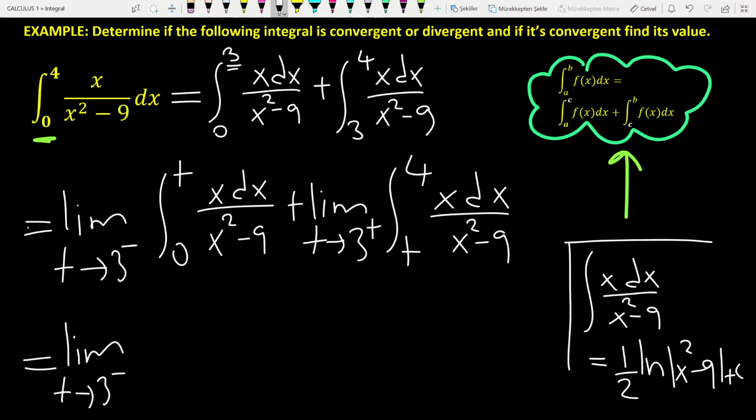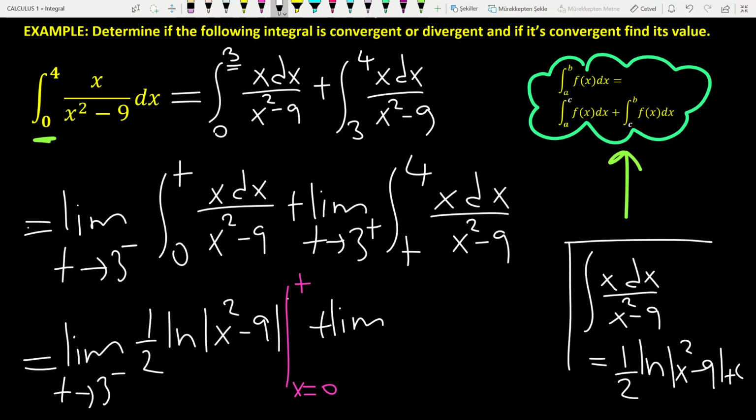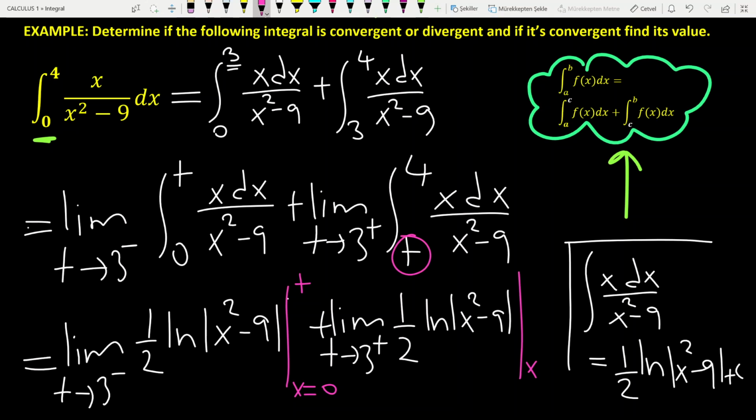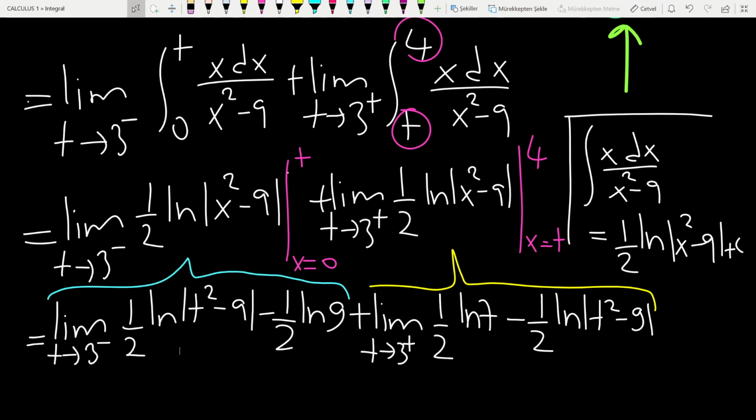t tends to 3 from left. Then we found the antiderivative. So the result will be 1 over 2 ln of x squared minus 9. Now it's time to write the boundaries of integration. x is from 0 to t. This is the first one. And the second limit, when t approaches the point 3 from right. Let me write down the same antiderivative, 1 over 2 ln of x squared minus 9, and write down the boundaries of integration: x is from t to 4. Let's substitute this expression. We get this step.